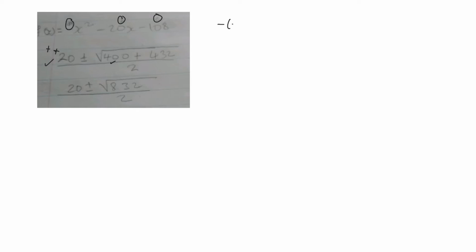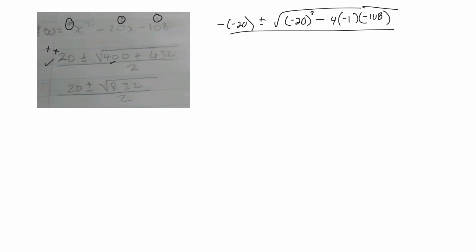So minus a negative 20 plus or minus square root of B squared, so it's minus 20 squared, minus 4 times A. A is a negative 1, and C is a negative 108. All over 2 times A is a negative 1. I think you might have made that sign funny. And there should be a negative down in the bottom there too.